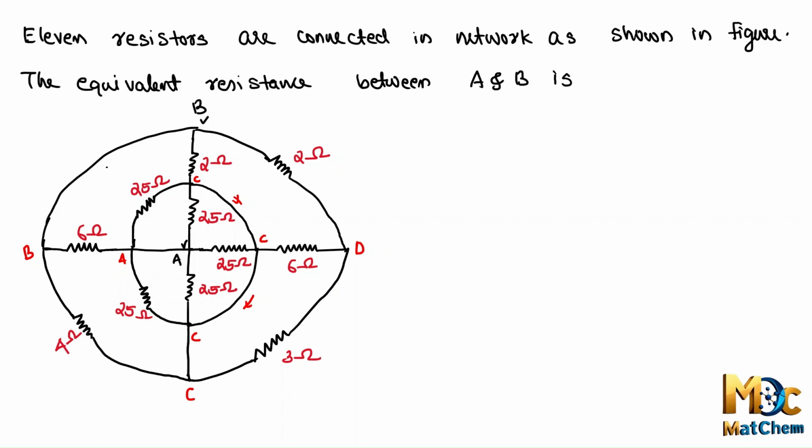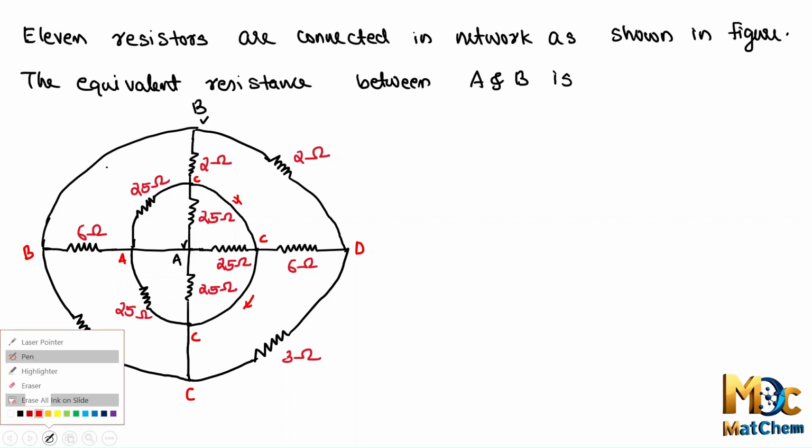Between C and D, there is a 6 ohm resistance and a 3 ohm resistance. Between B and D, there is a 2 ohm resistance. Between B and C, there is a 4 ohm resistance. Between A and B, there is a 6 ohm resistance. Clear? So how can we draw the circuit diagram?